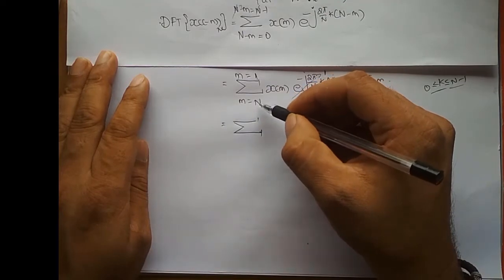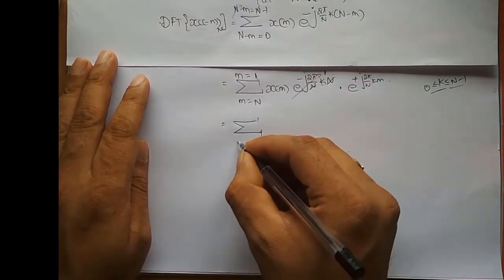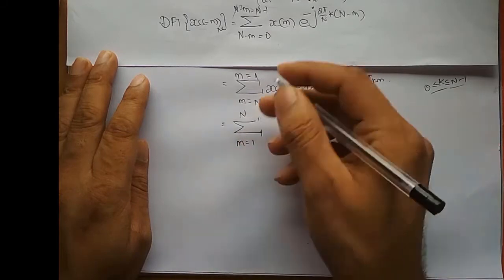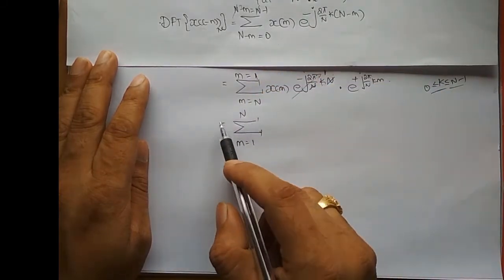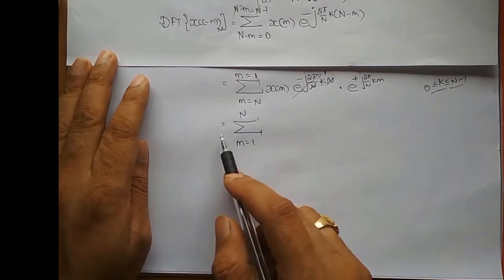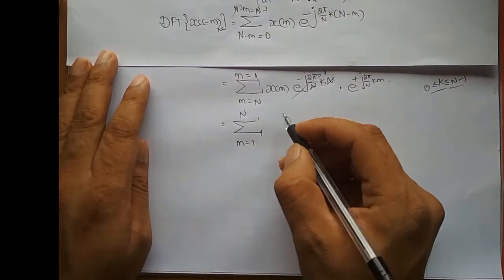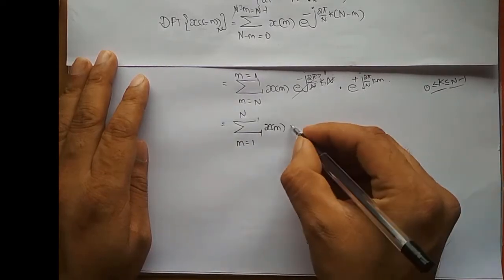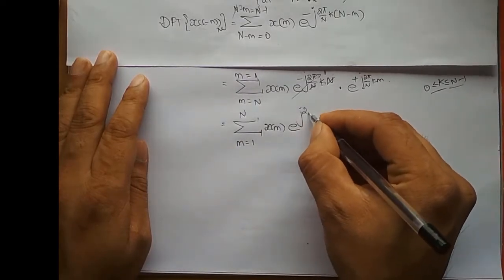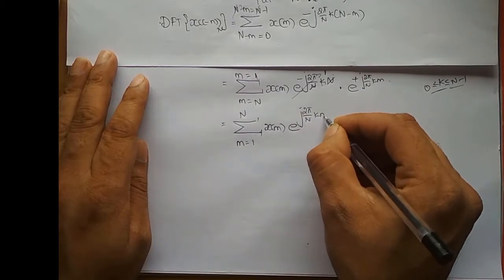Now instead of writing n to 1, I'll write it as m varying from 1 to n. I can interchange the order of summation. Instead of adding from left to right, if I add it from right to left, I get the same result, right? So I can do like this. So x of m into, what is the left term? e power j 2 pi by n into k into m.